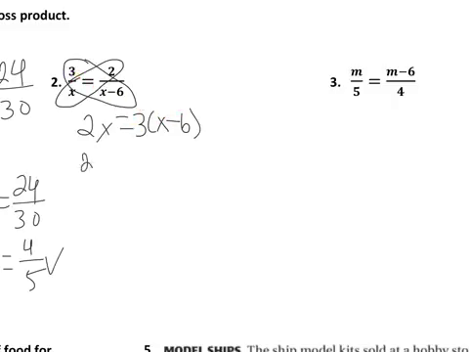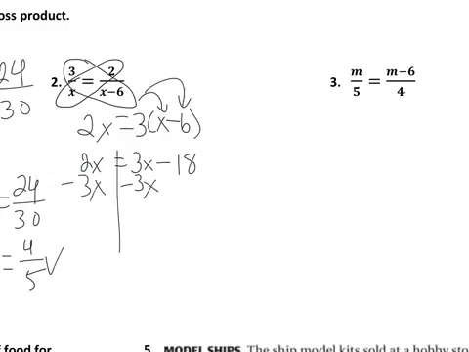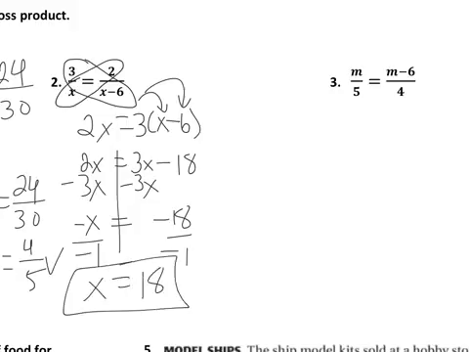Okay? So you get 2x equals 3x minus 18. Now normally I'd say subtract the 2x because it's smaller than 3x. However, isn't 2x already by itself? So leave that one alone. Subtract the 3x. You get negative x equals negative 18. Divide by negative 1. You get x equals 18. Okay? Let's look at another one.